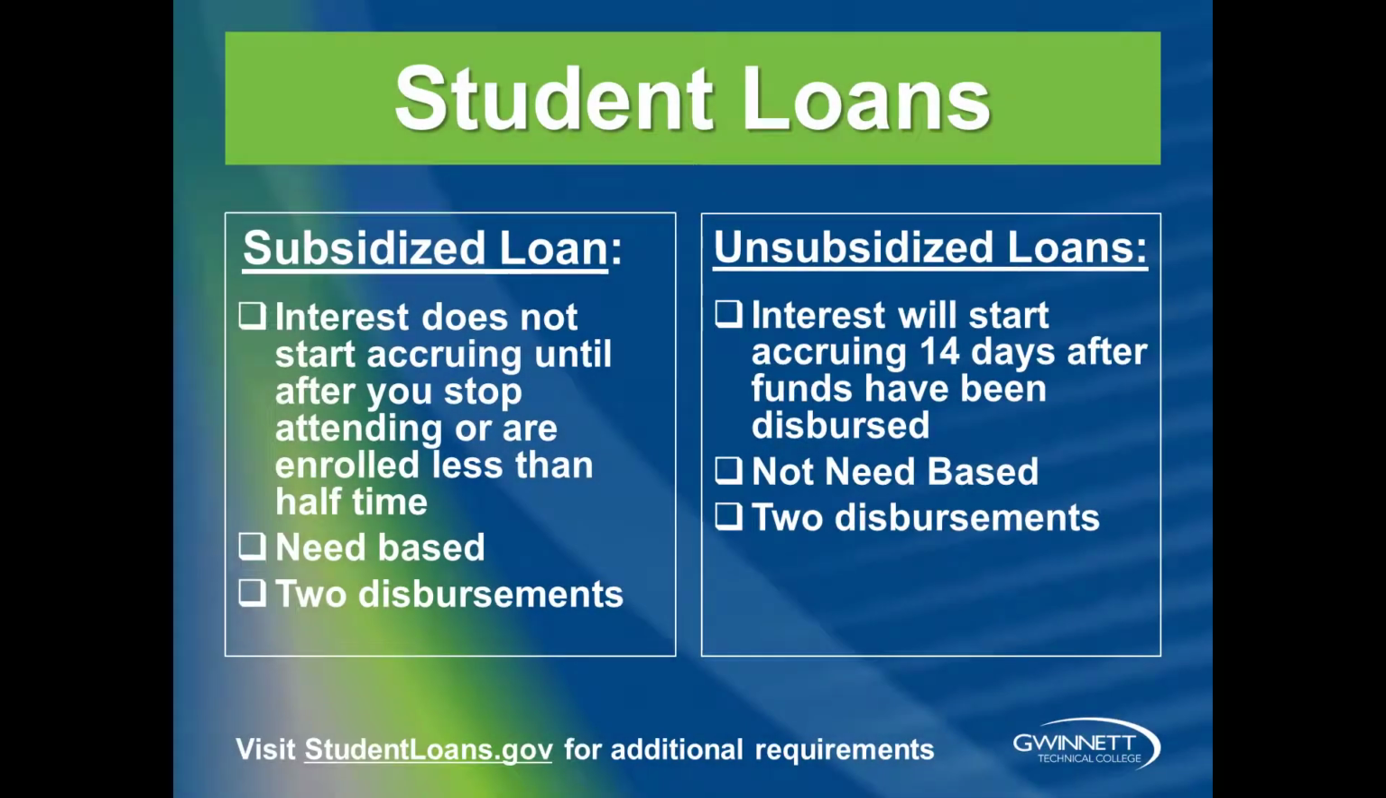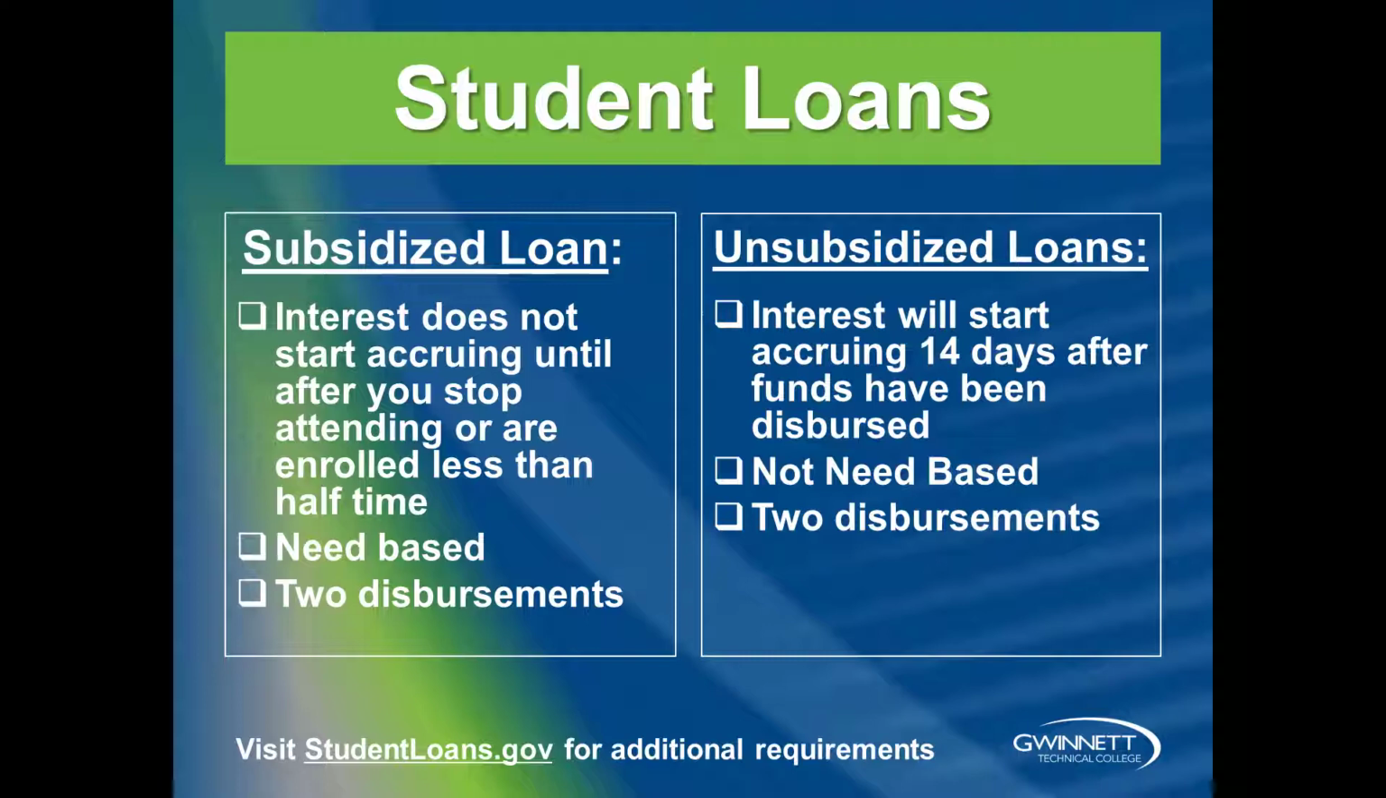There are 2 types of student loans at Gwinnett Tech, subsidized and unsubsidized. You must accept the loans in student banner each year. Subsidized loans are awarded to students based on financial need, while unsubsidized loans do not have a financial need requirement. The interest for unsubsidized loans starts accruing while you are enrolled as a student. Subsidized loans do not begin accruing interest until you go into repayment or drop below half-time status.